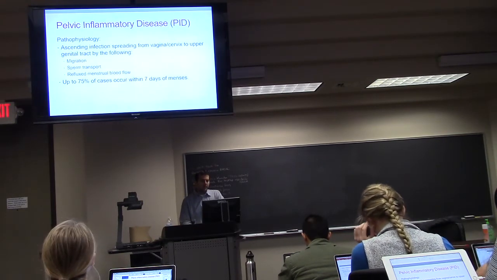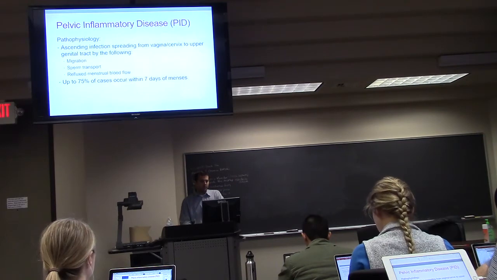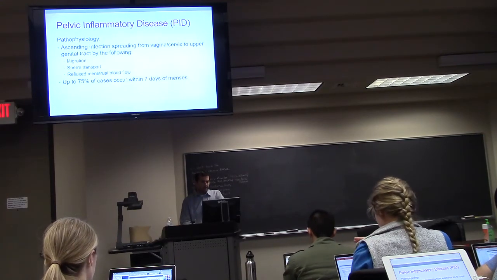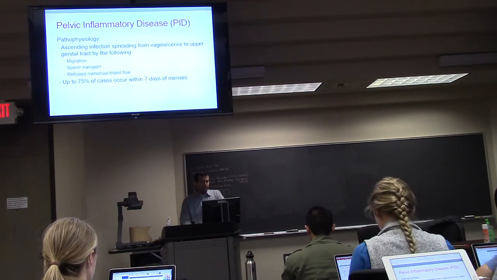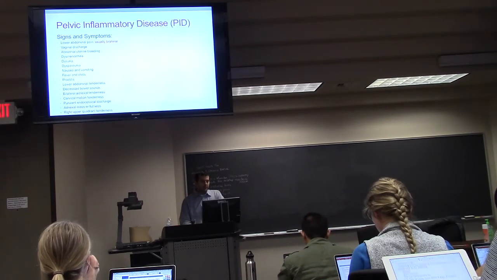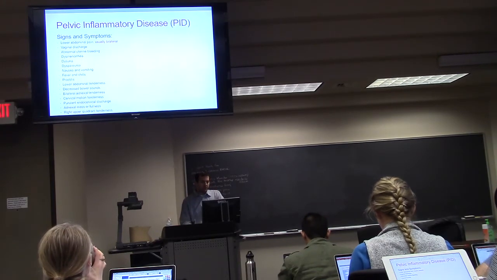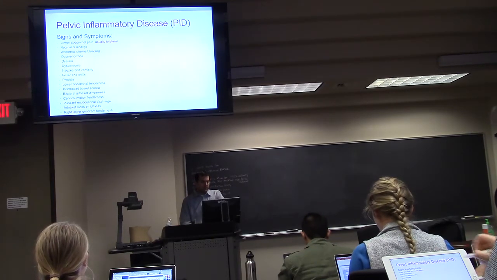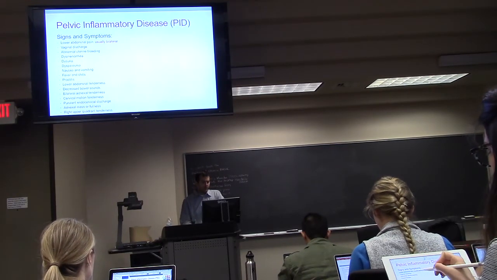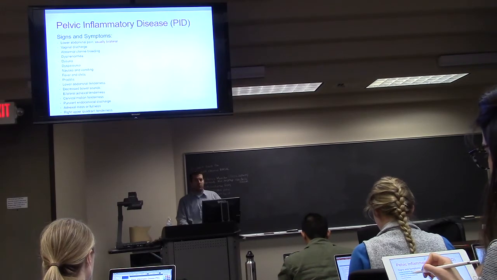So PID is an ascending infection from the lower to the upper tract. A lot of times, I guess, they occur right after menses. Signs and symptoms: pain and discharge is most of it. The rest is going to be highly variable by the patient. As the pain gets worse higher up, different women present different ways.